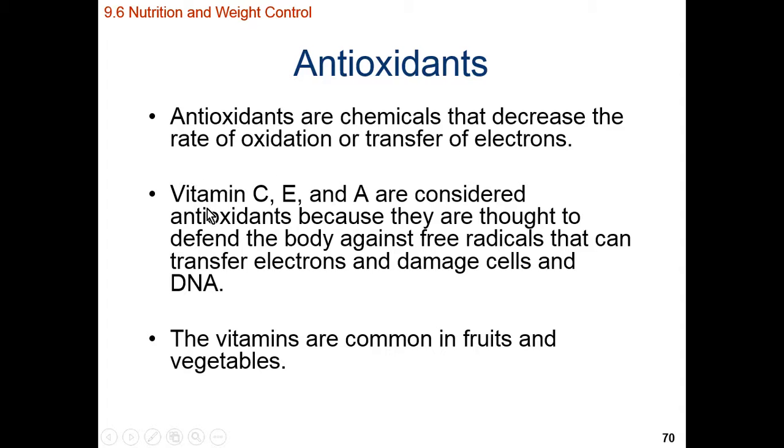And if we consume vitamin C, vitamin E, and vitamin A, these vitamins are considered antioxidants. They are considered molecules that will neutralize these reactive oxygen species or free radicals that can damage other parts of our cells. Vitamins that are found in fruits and vegetables, the C's, E's, and A's, these vitamins are commonly found in fruits and vegetables.